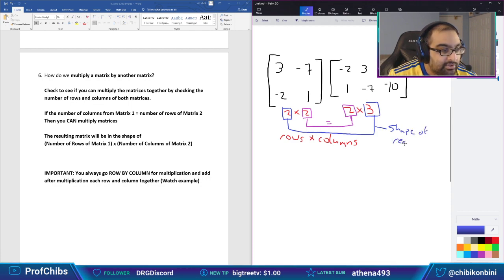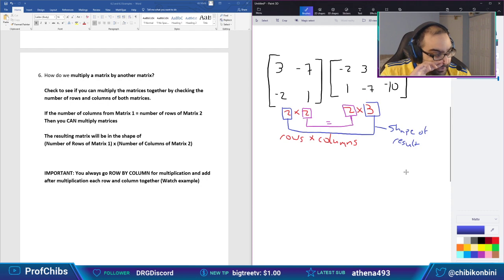Now, we don't know what the numbers are yet, by the way, but we do know that we're going to have 2 rows and 3 columns for the final answer. That's very convenient. You first check the shapes of each matrix, see how many rows and columns. Confirm that the number of columns in the first is equal to the number of rows in the second, and then the remaining 2 numbers are the actual shape after multiplying.